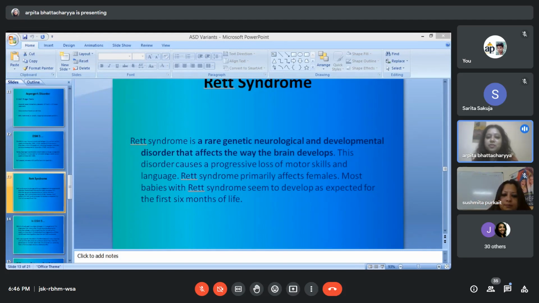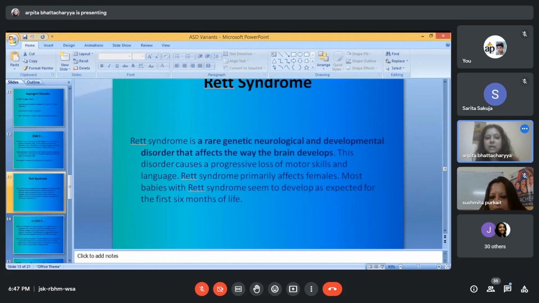So, Rett syndrome is a rare genetic neurological disorder. You won't be finding Rett syndrome much, actually. The percentage is very, very low, thankfully, because it's a very severe condition. It's a rare genetic neurological and developmental disorder that affects the way the brain develops. This disorder causes a progressive loss of motor skills and language skills. Rett syndrome primarily affects females. Very important. Most babies with Rett syndrome seem to develop as expected for the first 6 months of life. So the regression starts after 6 months.